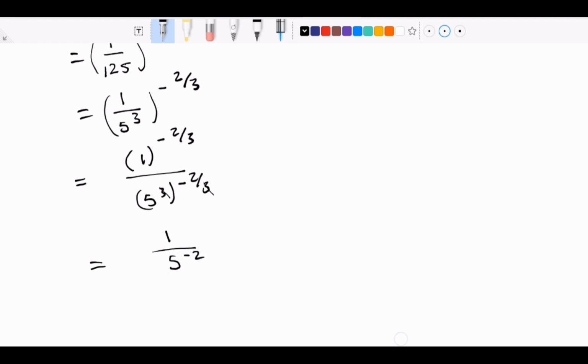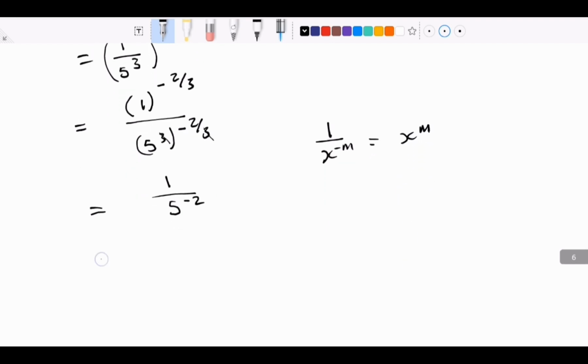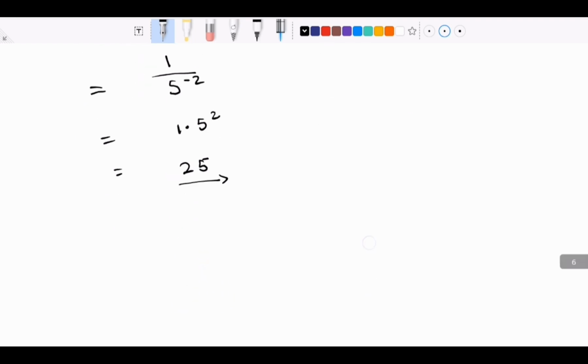Okay, so again applying that law, we know that 1 over x to the power negative m is equivalent to x to the power positive m. All right, so when we apply that law now, what we get is 1 times 5 to the power 2, which is 5 squared, which is equivalent to 25. So we get 25 as our final answer.